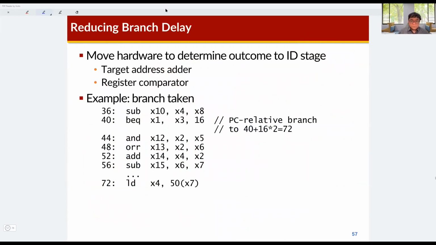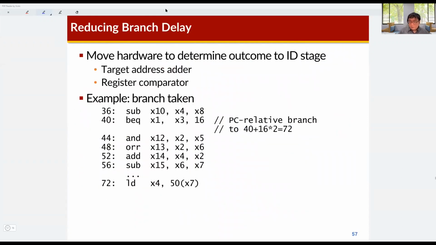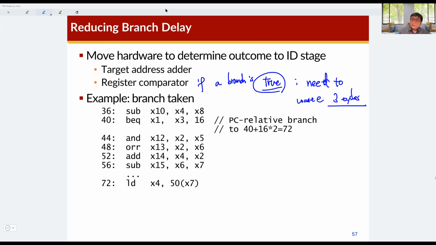So the problem is that when the branch condition is true, that means we need to waste 3 cycles. That is the problem. The performance will be degraded. Then how can we avoid this case?